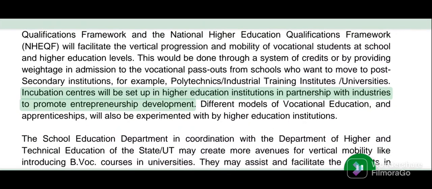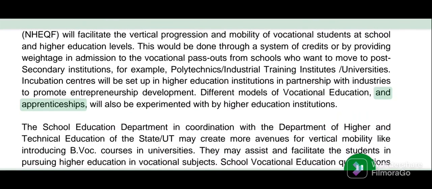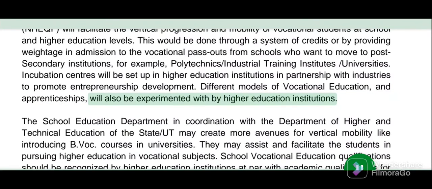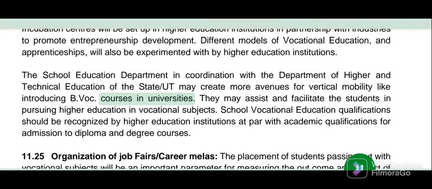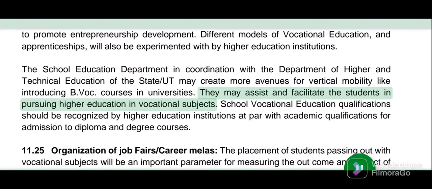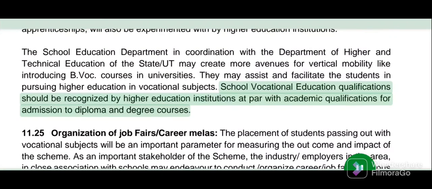Incubation centers will be set up in higher education institutions in partnership with industries to promote entrepreneurship development. Different models of vocational education and apprenticeships will also be experimented with by higher education institutions. The School Education Department, in coordination with the Department of Higher and Technical Education of the state/UT, may create more avenues for vertical mobility like introducing B.Voc courses in universities. They may assist and facilitate the students in pursuing higher education in vocational subjects. School vocational education qualifications should be recognized by higher education institutions at par with academic qualifications for admission to diploma and degree courses.